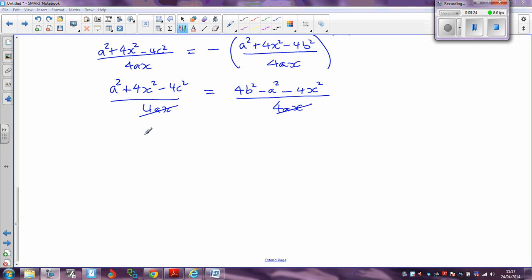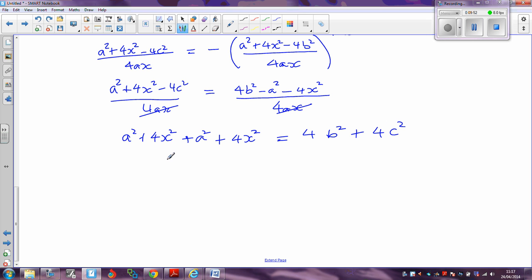And if I look at how the answer wants to end up, I want x squareds and a squareds on the left. So I'm going to keep my a squared plus 4x squared there, and I'm going to move that in a second. So I'm going to add a squared to both sides, and add 4x squared to both sides. I'm going to leave the 4b squared where it is, and I'm going to add 4c squared onto both sides, like that.